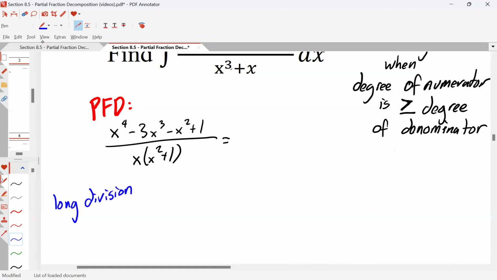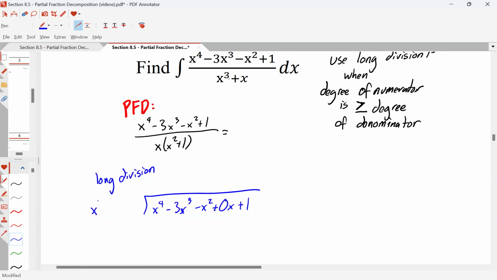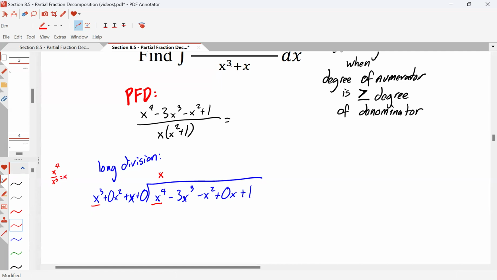So setting up the long division with this problem, we're going to put x to the fourth minus 3x cubed minus x squared plus 0x, there's no x's, plus 1 inside the box, and x cubed plus 0x squared plus x plus 0 on the outside. Putting zeros in for the powers we don't have. And using this process, the first step is to look at the first terms and divide them. X to the fourth divided by x cubed is x. So that's going to go up at the top.